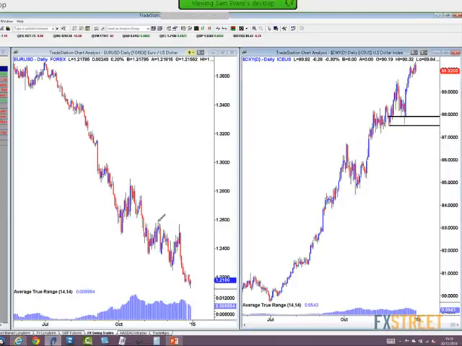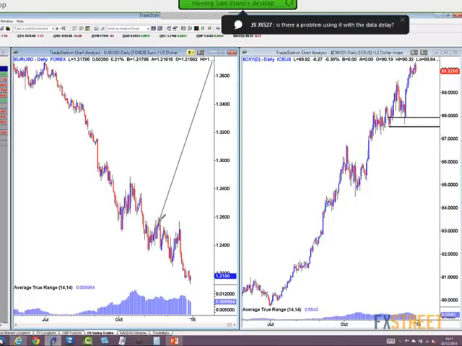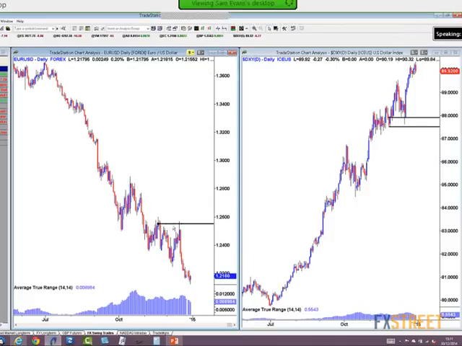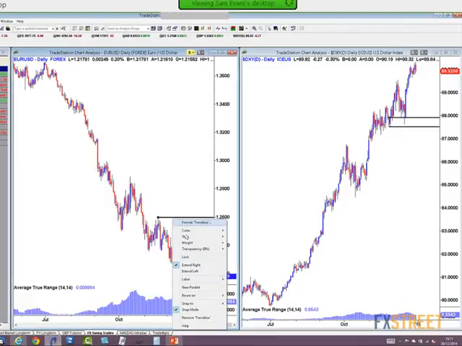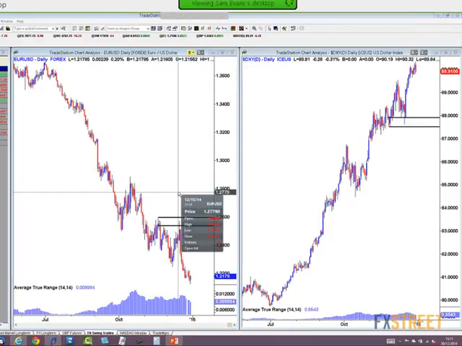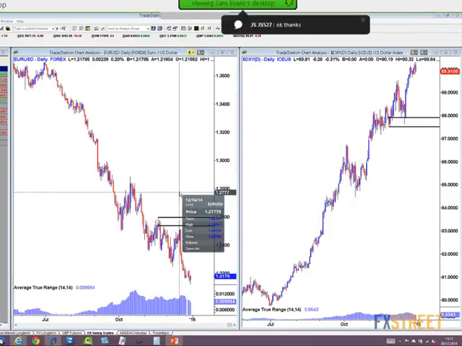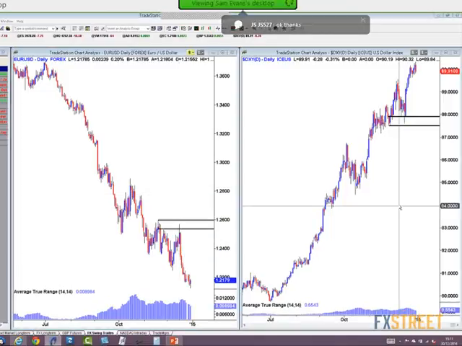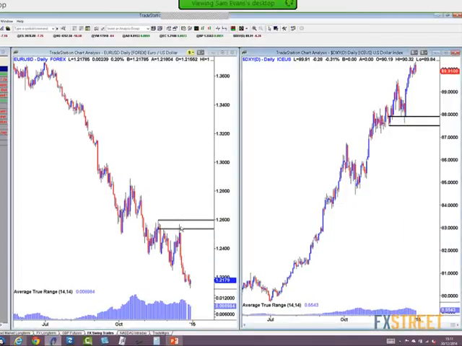At the same time, I'll explain why as well, JS. Okay, JS is asking, is there a problem using it with a data delay? I'll explain a little bit about that in just a second. Give me a sec. So you can see on here, the same day, the 16th, 12:16. Okay, here, 12:16 here. See, we hit this resistance area, or supply as I like to call it, on the euro and fell. We held the demand area on the dollar, and it rallied. So do you see that kind of inverse relationship?